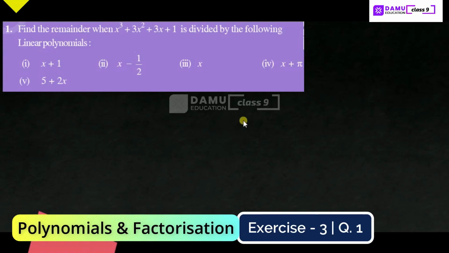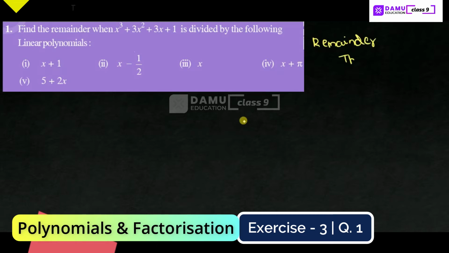Yes, in this module, we are going to discuss the first question: find the remainder when x cube plus 3x square plus 3x plus 1 is divided by the following linear polynomials. So, we are asking the remainder, and we have to remember the remainder theorem.